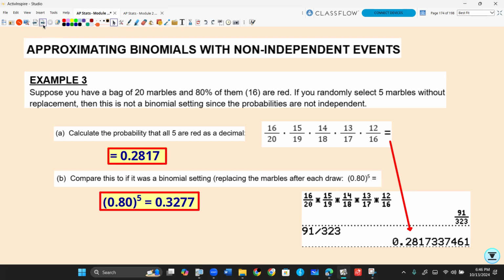So we're off by about 4.5% or so, which is a pretty significant amount. So you would not want to use a binomial setting in this situation.